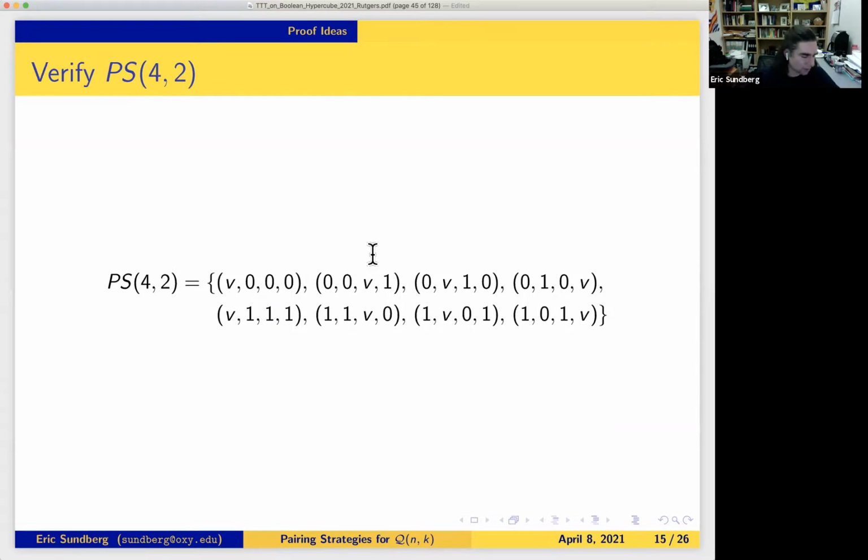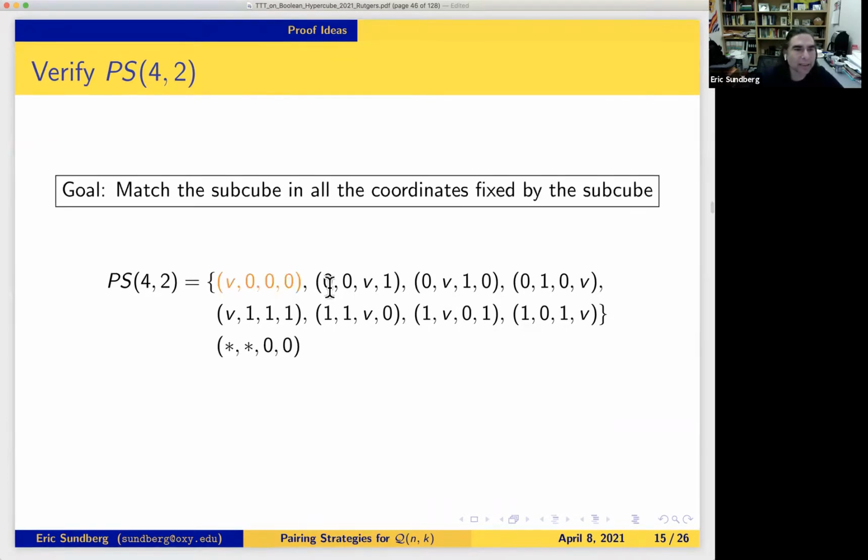The second thing that we have to check is that every one of the two-dimensional subcubes contains one of these 8 edges. And let's recall that a two-dimensional subcube inside of Q4 is going to be a length 4 vector. 2 of the coordinates are going to be stars because it's a two-dimensional subcube. The other 2 coordinates are going to be fixed. Here's one of the two-dimensional subcubes. It fixed the last 2 coordinates at 0.